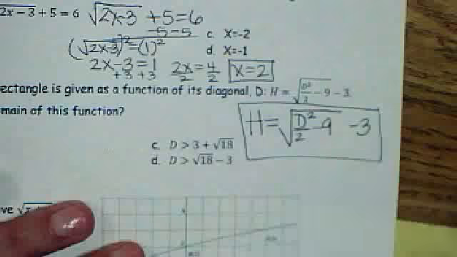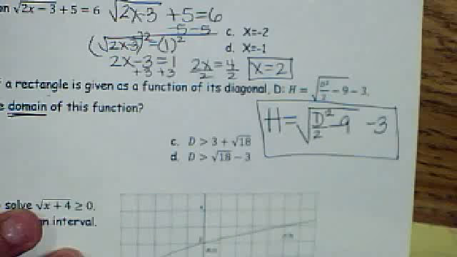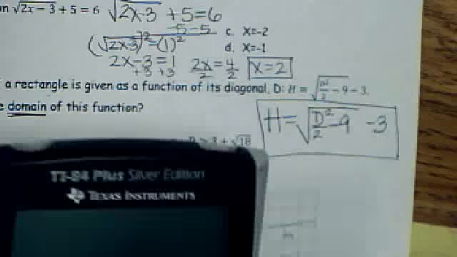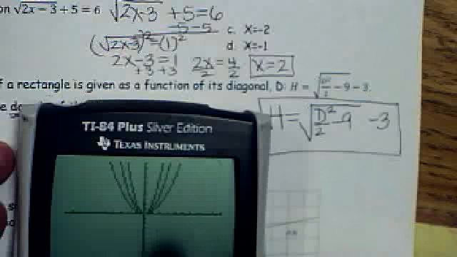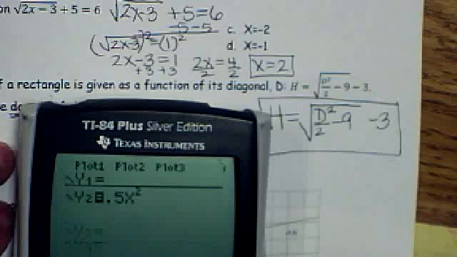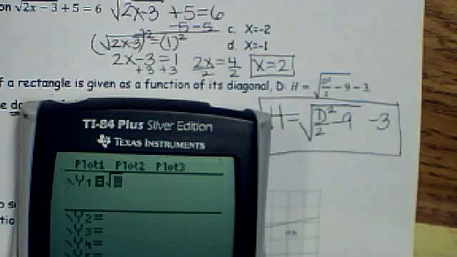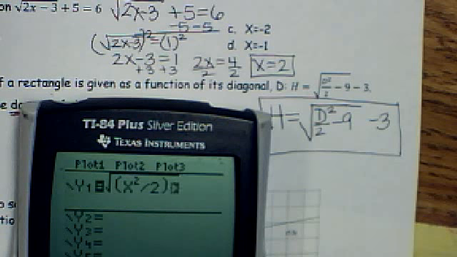Our question asks us what's the domain of this. So we're going to use our calculator to help us. So I'm going to go to y equals, and I'm going to type that in there. So I have the second and x squared to get the radical, and then I'm going to use parentheses, x squared divided by 2, close those parentheses, minus 9. All of that had to be underneath the radical sign.